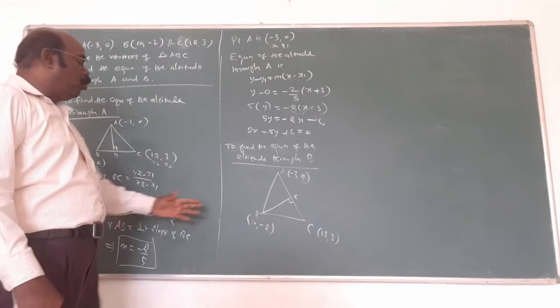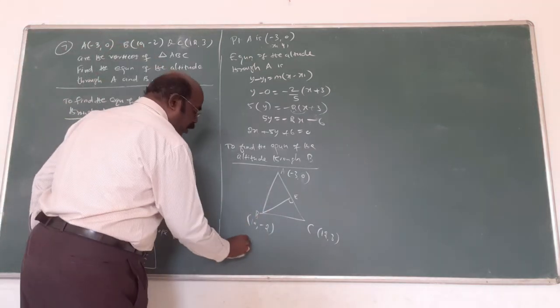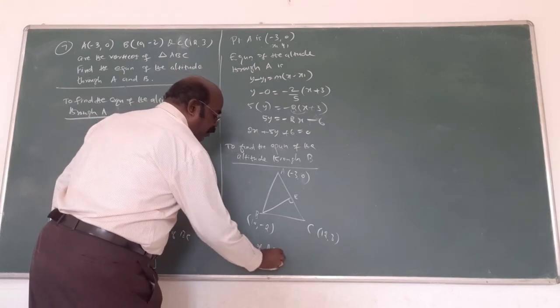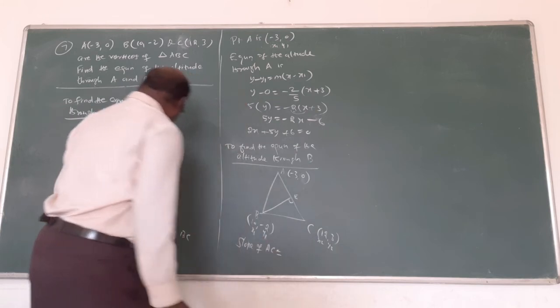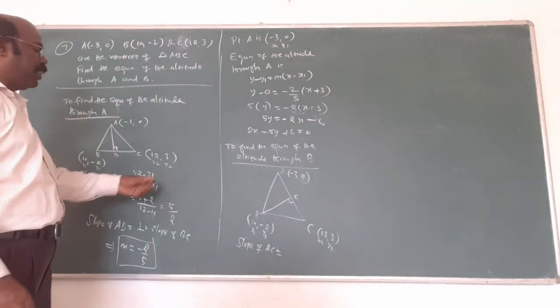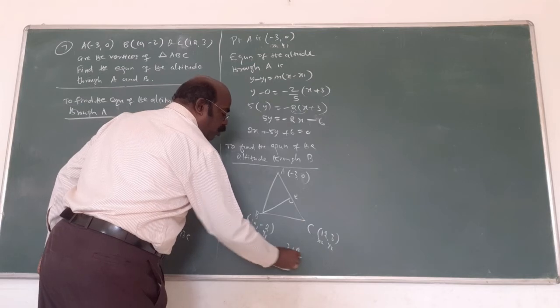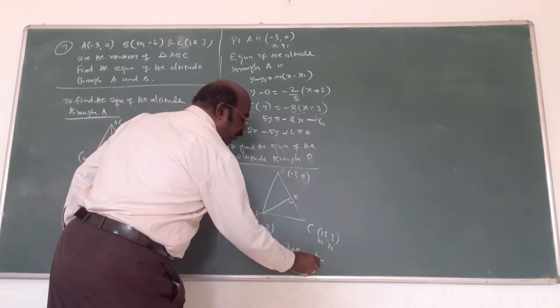Now, through B, the opposite side of B is what? AC. That's why, to find the slope of AC, what will I do? I take x1, y1, x2, y2. Already we know the formula: y2 minus y1 by x2 minus x1. Now substitute: 3 minus, minus plus 2, 12 minus 10. Am I right? That is 5 by 2.